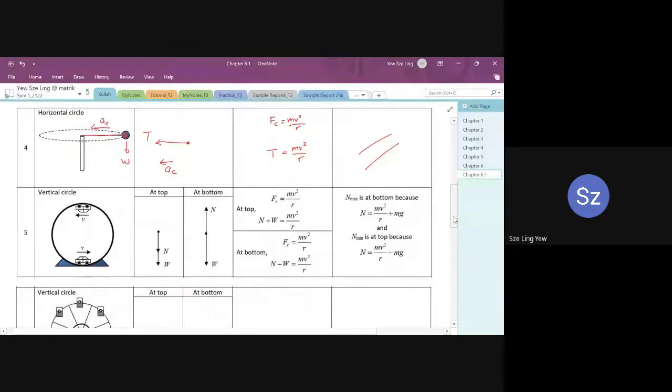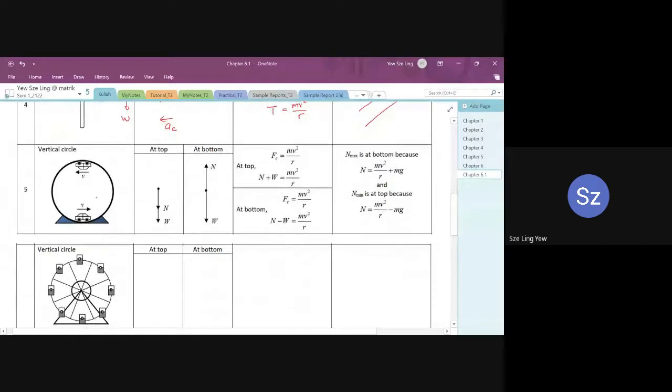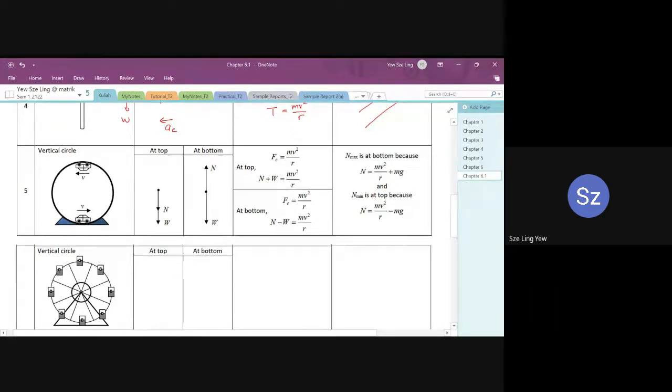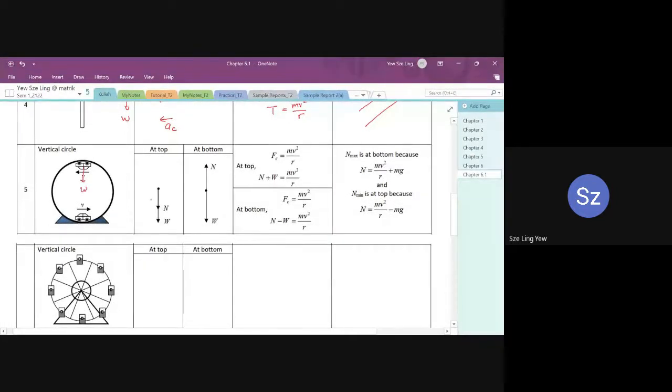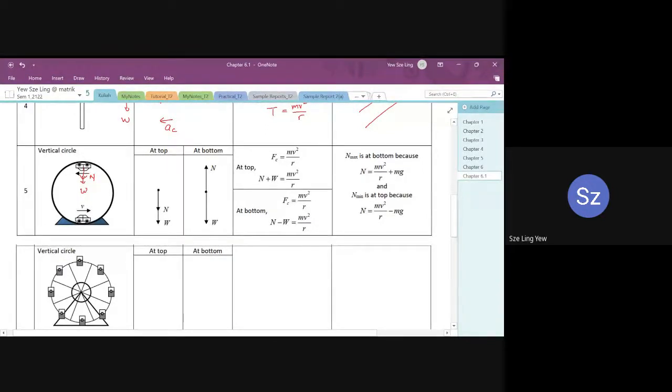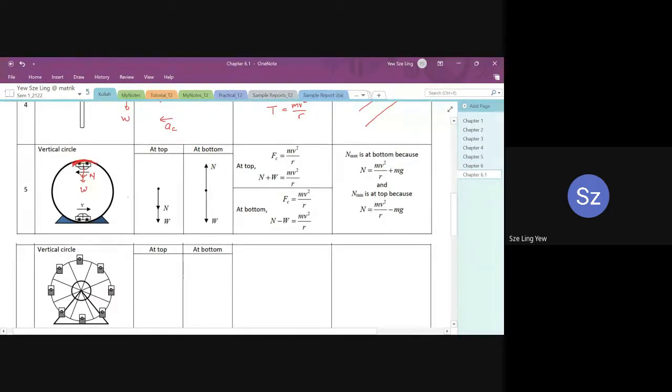So for the vertical circle, when the object is at the top, you have to look at the position of the object. This is very important. This question shows you the car is inside the circle. If your car is inside the circle, the first thing it has is a W. The second thing it has is the normal force, which is pointing towards the center. Why? Because now it's touching the surface here, and we know that normal force is always perpendicular to the surface. So N and W are pointing in the same direction.